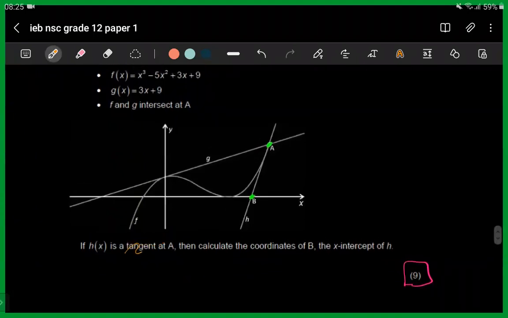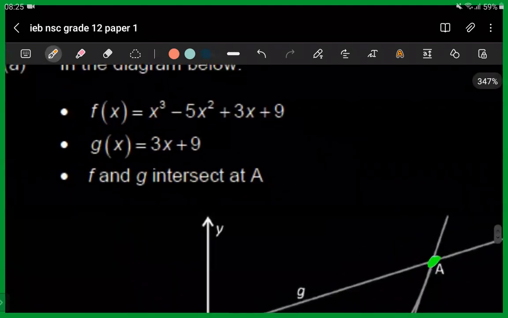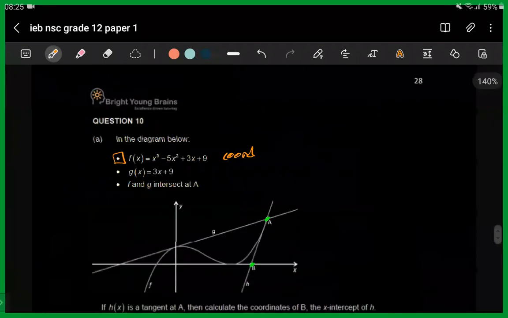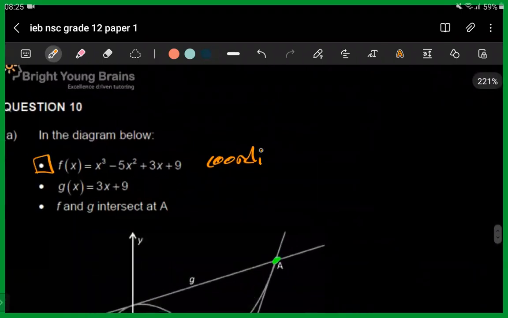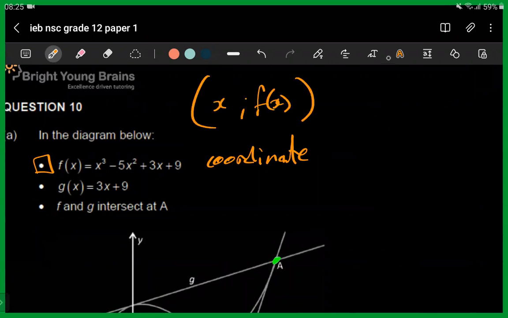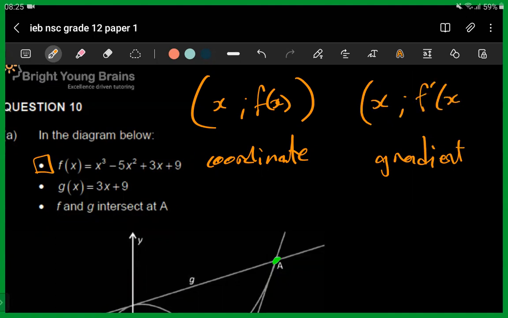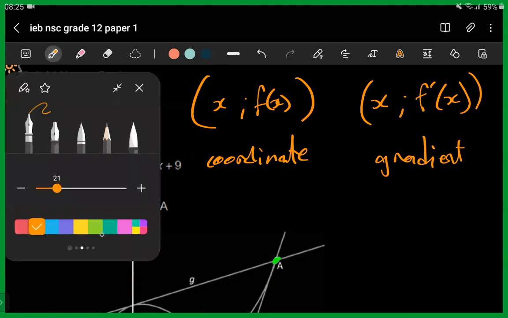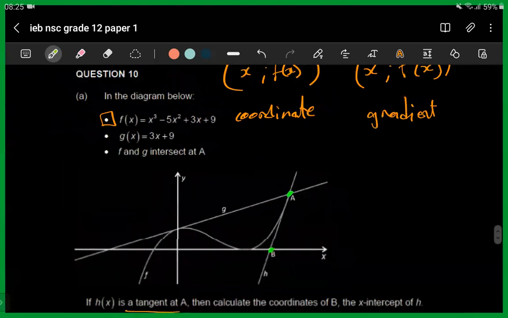So anytime you need an equation of a tangent to a curve, there's one thing that the curve and the tangent share. As I've said already, they share a coordinate, which is an x and a y value. What they also share is a gradient at a specific x value. And this will be the same x value that you throw over here, the same x value that you throw over there. Those are the two things that the tangent and the curve share.